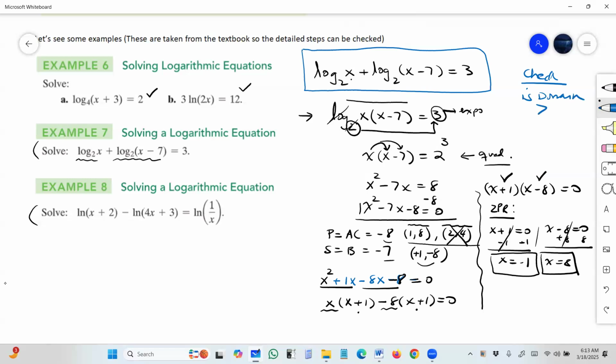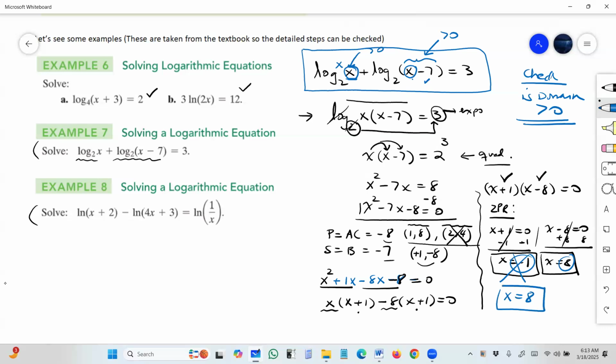the domain, greater than 0 inside the log here, right? This has to be greater than 0. This has to be greater than 0. So notice that for the -1, once I replace x with -1, this already fails. So this answer is already out. It doesn't even matter if it works on the other side. So the -1 is out. I'm going to check the 8. Replace x with 8. Yeah, that's positive, so that's good. Replace x with 8. 8 minus 7, 1. Yeah, that's positive, that's good. So the only answer I have is x equals 8.